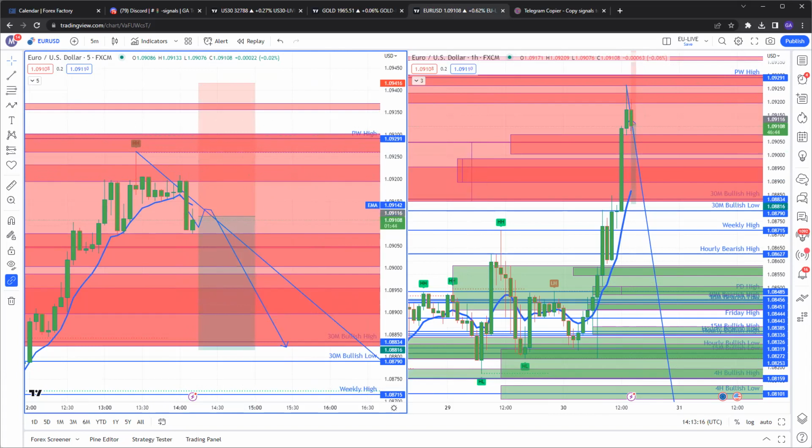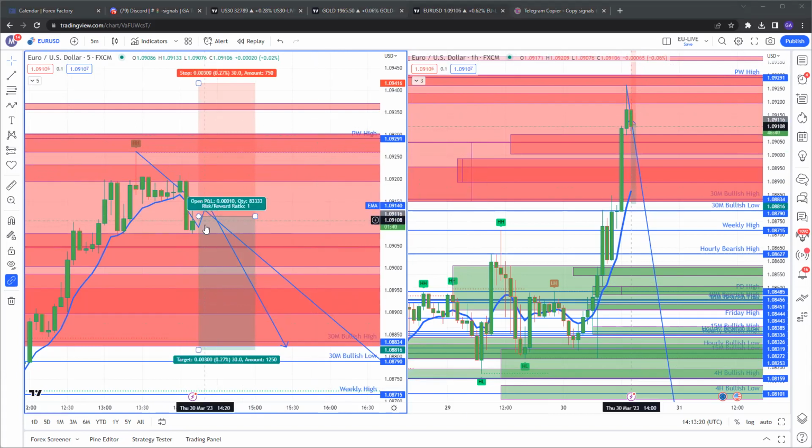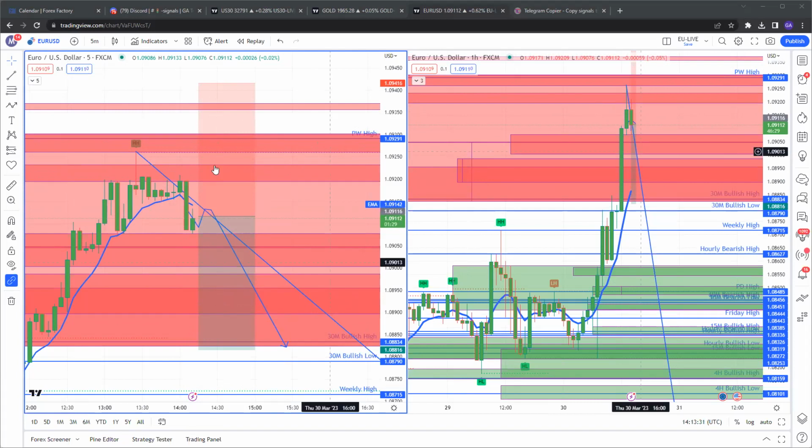I'll set that up on my trade manager right now so that I'm ready, because this candle closes in a minute 40 seconds. So 30 pips take profit and 30 pips stop loss, and I'm ready. I'm ready for this trade right here.